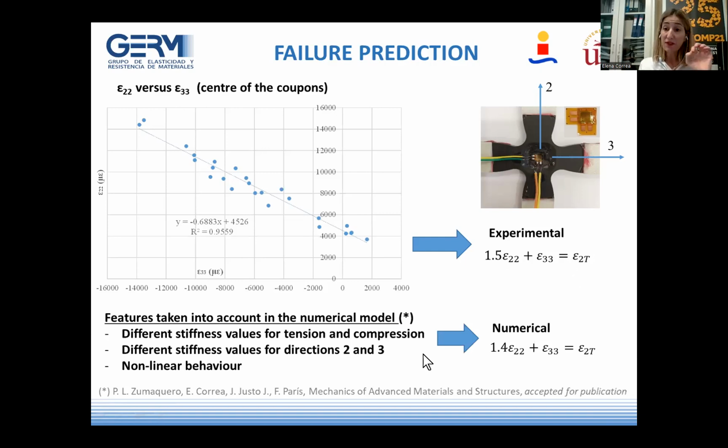The key features we took into account in order to obtain this agreement were based on three facts. First of all, the different stiffness values for tension and compression. We performed some characterization tests in order to measure them. Also, from that test, we took into account the different stiffness values for directions 2 and 3. And finally, we also took into account the nonlinear behavior in compression that Federico referred to before. So I think this will be all for my part.